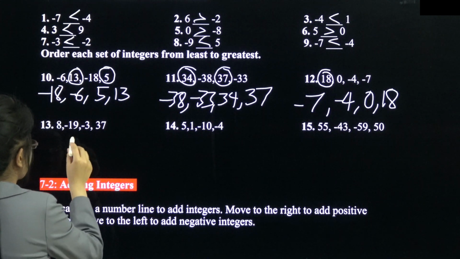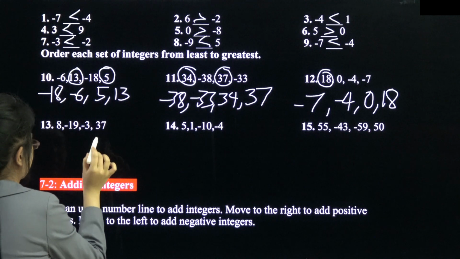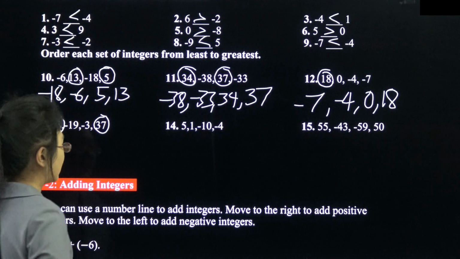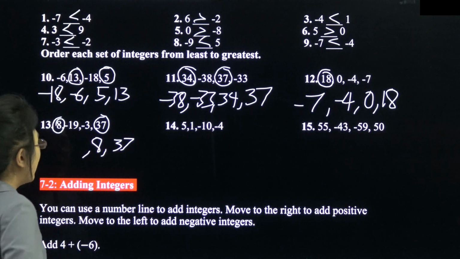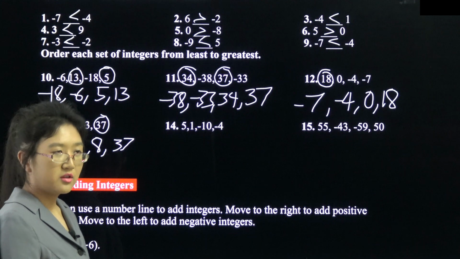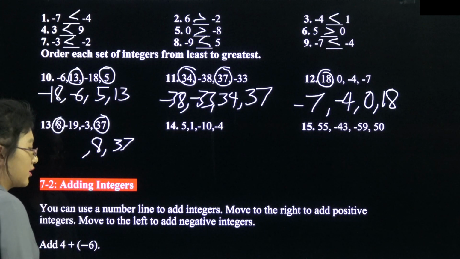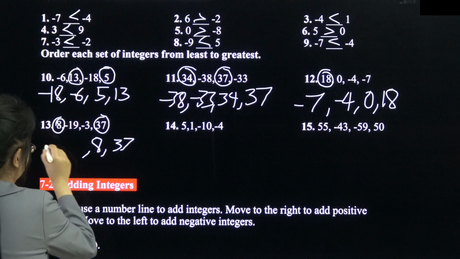Now, we have 8, negative 19, negative 3, and 37. There's two positive integers, 8 and 37. 37 is larger than 8. And then there's two negative integers, negative 19 and negative 3. Now, 19 is bigger than 3. But the thing is, this is negative. So it's the exact opposite. Negative 19 is smaller than negative 3.